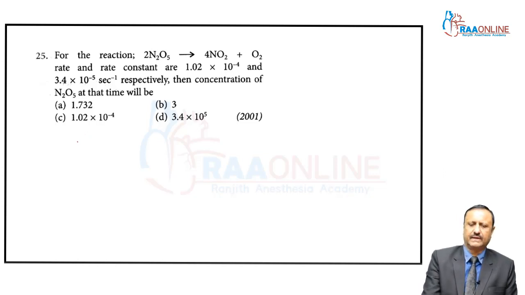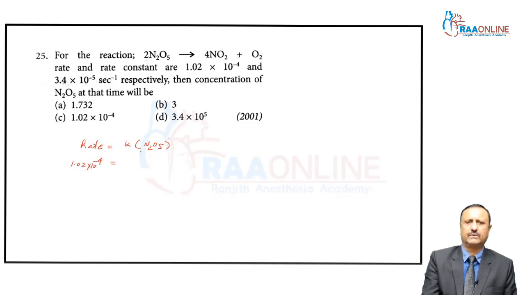My dear students, you can see the formula for this question, that is rate equals K into N2O5. My dear students, this is a first order reaction, so you cannot put this 2 here, because it is a first order reaction. Here, my dear students, rate is 1.02 into 10 to the power minus 4, and here rate constant is 3.4 into 10 to the power minus 5, and here he wants the concentration of N2O5.